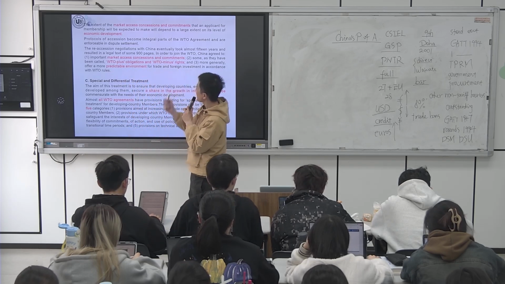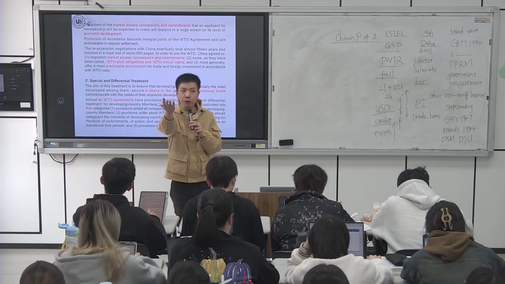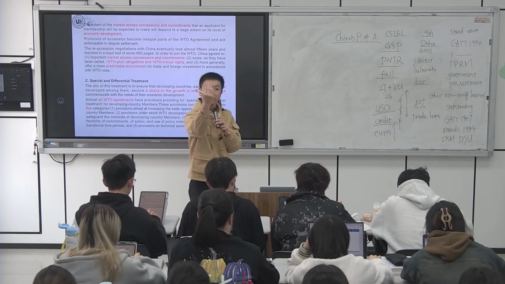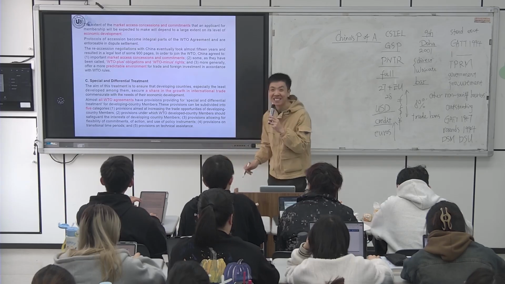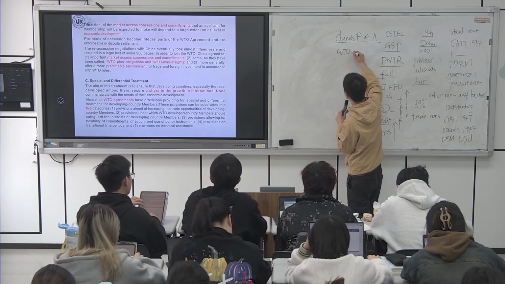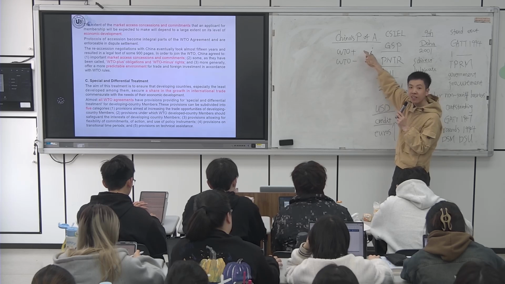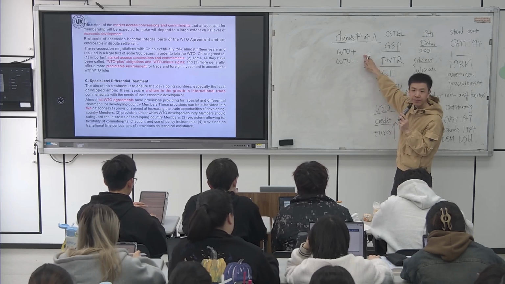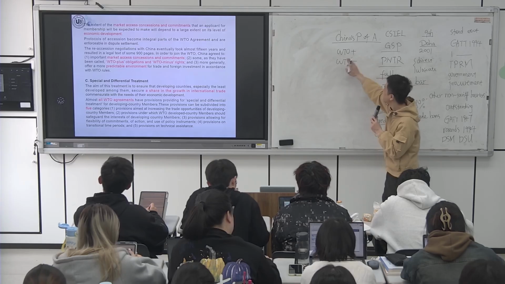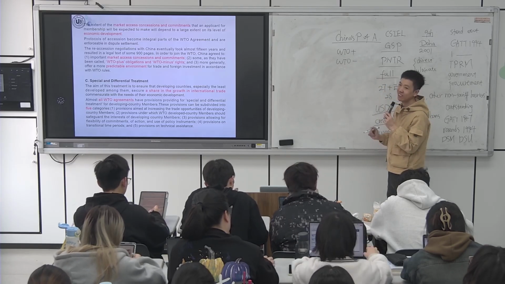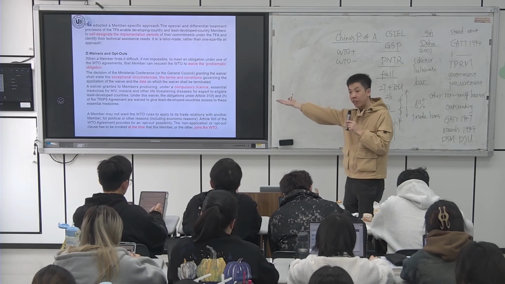Market access concessions and commitments, which means China needs to open its own markets to foreign products, foreign services, and foreign service suppliers. This is the first one. And what else? WTO plus obligations. Still remember this? How to read this? WTO plus obligations, WTO minus rights. That means China will shoulder more responsibilities if you want to enter the WTO.